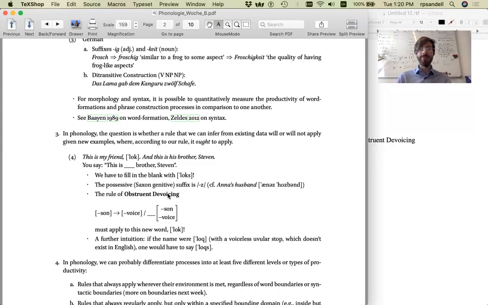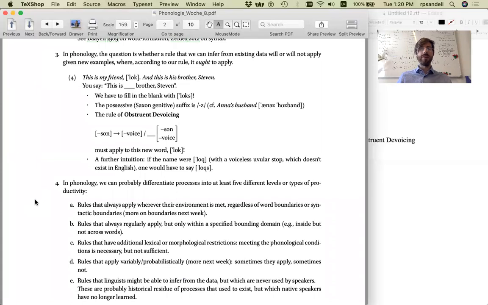But even in that case, my intuition is that if I have to produce the possessive form of a name lok, it would have to be loks. It can't have a voiced suffix z there. Saying lokz is impossible by English phonology. So even if I try to have inputs that don't exist in any variety of English, if they conform to an existing natural class, that is, if they are non-sonorant, that is, if they are voiceless here, then they are going to condition the application of obstruent devoicing.